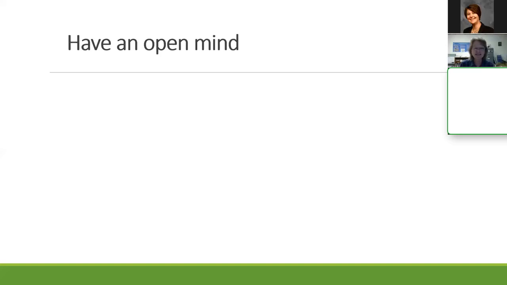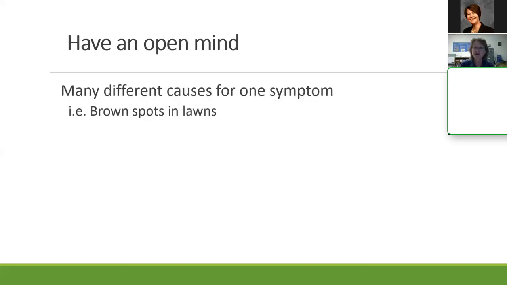Okay, have an open mind, because there can be many different causes for one symptom. Brown spots in lawns are a good example. It's kind of like people. You can have a headache, but there's many different causes for headaches. Brown spots in lawns can be caused by a gas spill, the neighbor's dog, your own dog. Maybe the automatic irrigation heads are not overlapping. They're overwatering one area and underwatering another area, so it could simply be a drought area. Insects, diseases, numerous things can cause brown spots in lawns. So many different causes for one symptom.